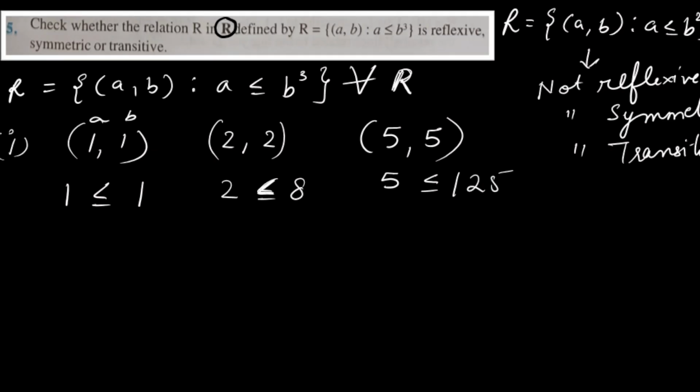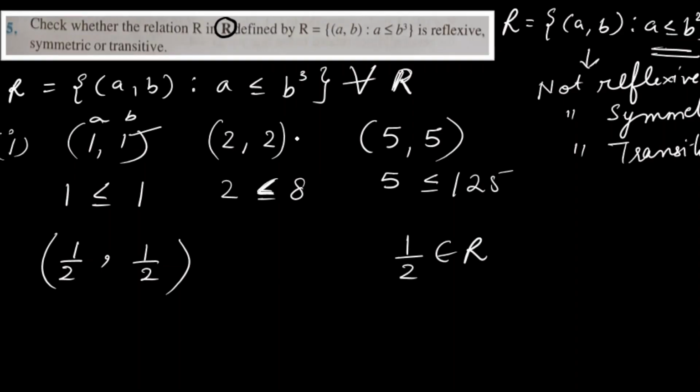So don't take only natural numbers, just try with some fractions also, like in the earlier question we did with fractions. The ordered pair I took in that question was 1 by 2 comma 1 by 2, because we know 1 by 2 is also a real number. We can take any real number. 1 is a real number, 2 is a real number, 5 is a real number.